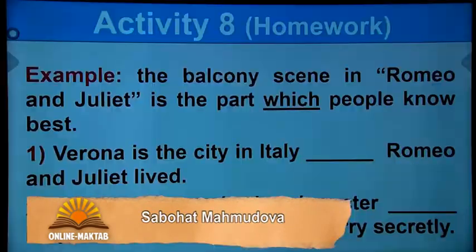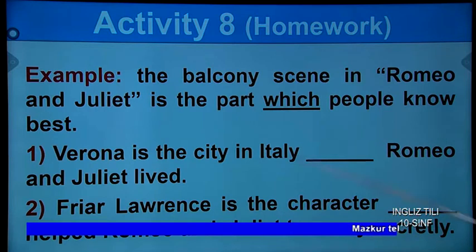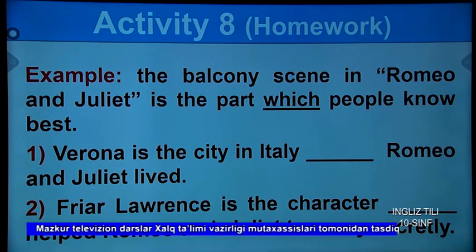Before starting our new lesson, let's check your homework, which I gave at our last lesson. Activity 8, it was your home task. Example: the balcony scene in Romeo and Juliet is the part which people know best. Here, you should fill in gaps with which, where, or who. Did you do? Let's check.